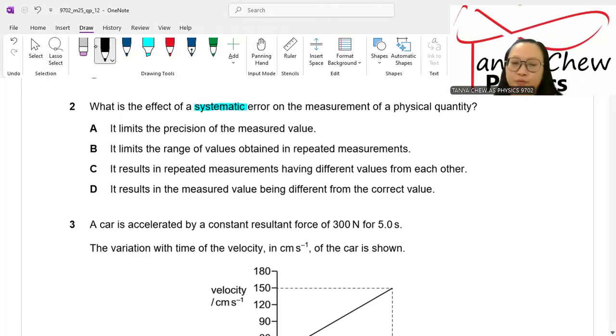Right, C, it results in repeated measurements having different values from each other. It would not result in having different values. It would not be a big gap if you conduct the experiment carefully. Right, C is more to random error. Right, let us look at D. It results in the measured value being different from the correct value. Yes, all the measured values will be shifted, either to be larger than the true value, or all the measured values will be smaller. So all the errors will be shifted in one direction, we call that. So D is the answer.